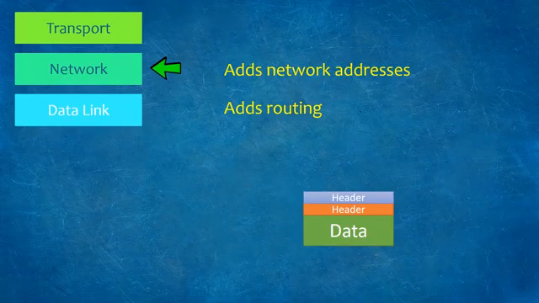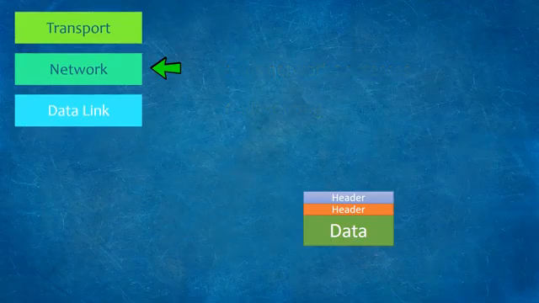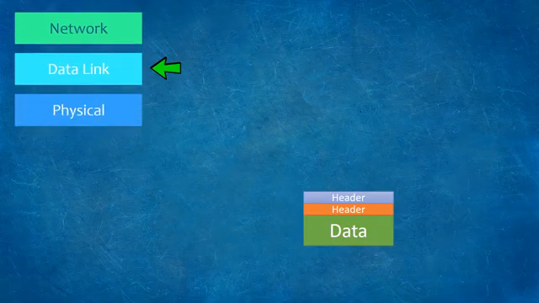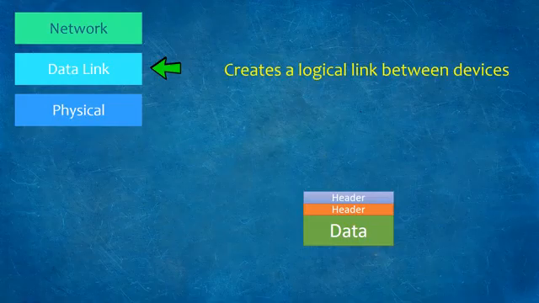Now we need to think about getting data from one device to another. This is where the data link layer comes in. Notice that the goal is to get data from one device to another. This layer does not try to get data to the end device. That's the responsibility of layers 3 and 4. Part of this includes establishing a logical link between the devices on the same network segment.